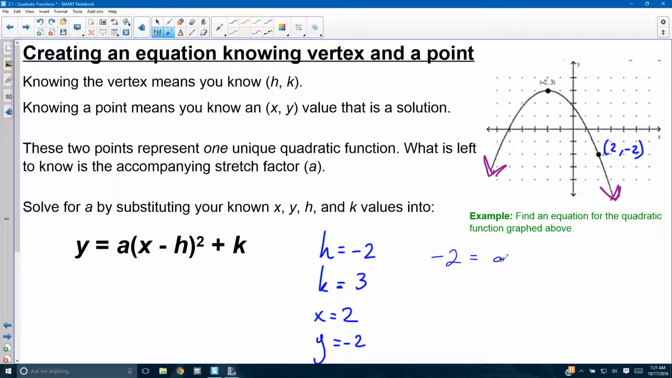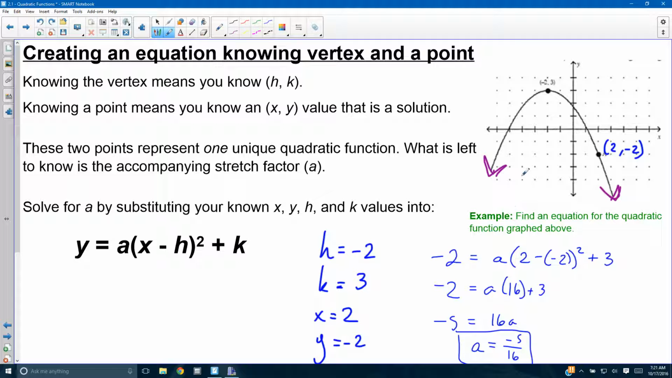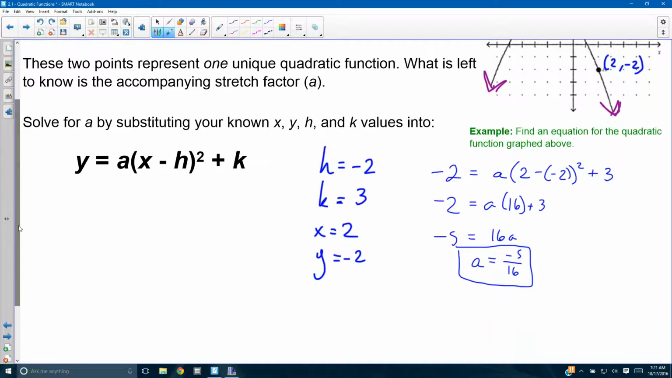So -2 equals a times (x minus h) squared plus k. Okay. 2 minus -2 is 4. 4 squared is 16. Okay. So subtract 3 from both sides, and I'll get 16a is -5. Therefore, if you divide both sides by 16, a is -5 over 16. Very strange stretch factor there. But hey, it is what it is. You get -5 over 16 as your a value.